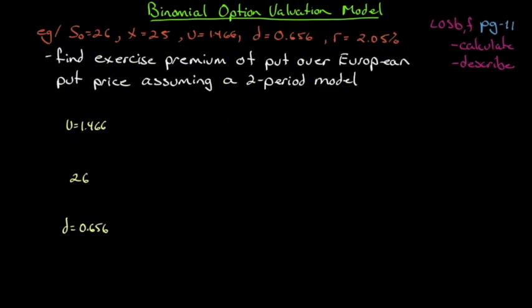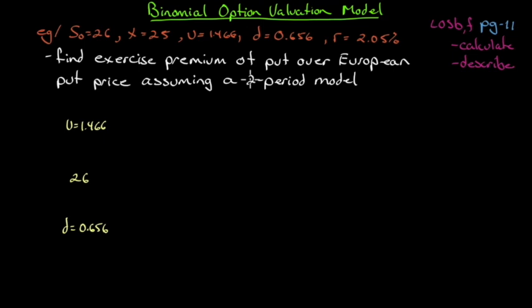So we're going to do a whole problem right from scratch here just to see how it's done. Let's say we observe a stock at 26 bucks. There's our 26 bucks right there. We're looking at an option with a strike price of $25. Our U is 1.466. Our D is 0.656. The interest rate is 2.05%. Find the exercise premium of the put over the European put price, assuming a two-period model.